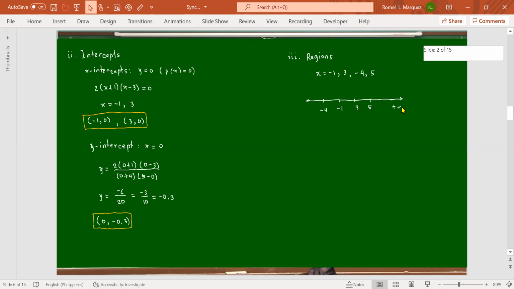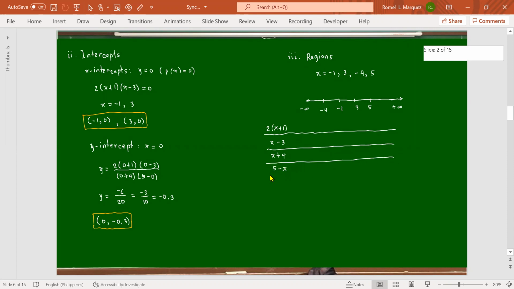Positive infinity, negative infinity here. What are the factors? 2 times x plus 1. Actually, no need to put 2 if you want. You can remove it, you can discard it. It will not affect the sign. X plus 4, 5 minus x. Take note of this, ha? The coefficient is negative, ha? So there is a common mistake there in inputting the sign. By this time, you should know how to put the sign correctly.